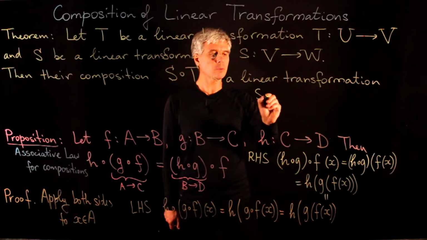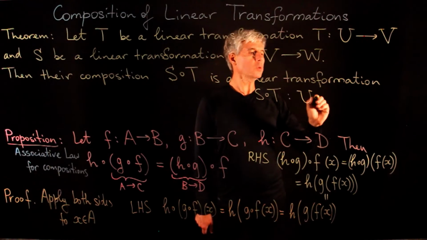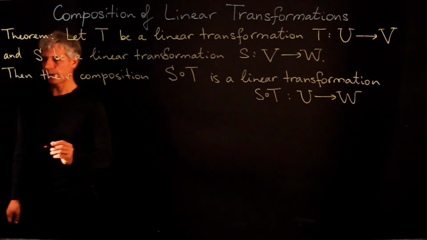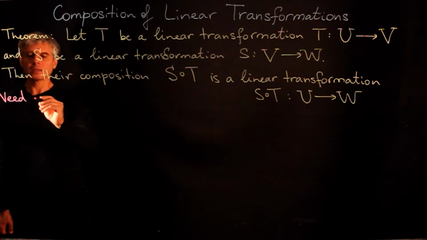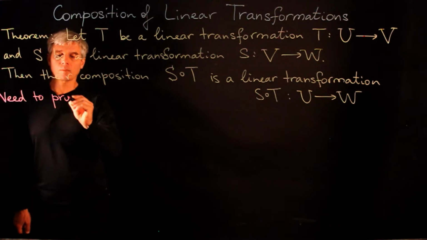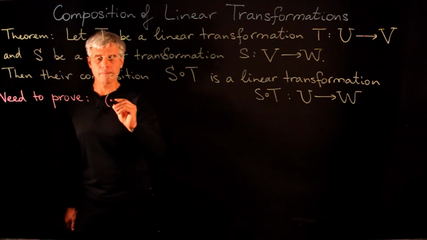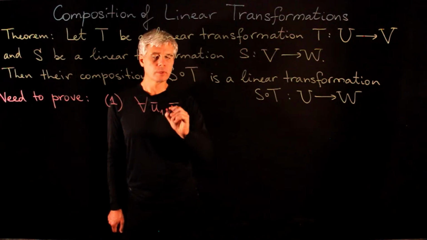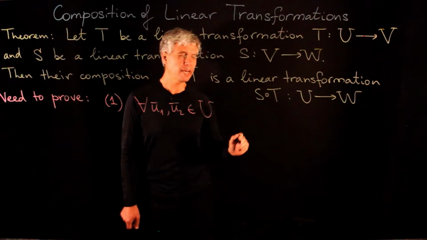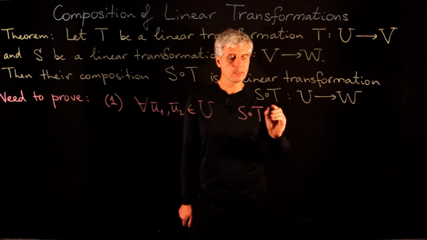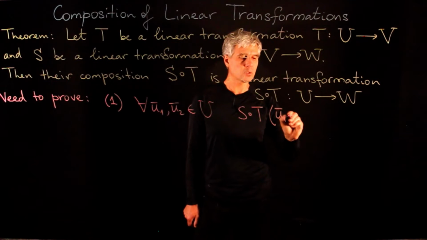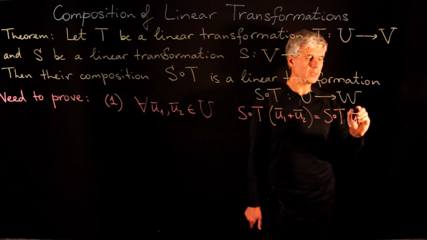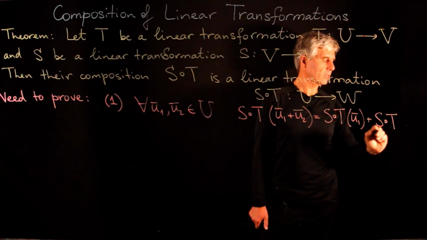And this linear transformation will act from the space U to the space W. In this theorem, we need to prove that this composition is a linear transformation. So this amounts to two things. One, that for all vectors u1 and u2 in the space U, we have S composition with T applied to u1 plus u2 is equal to S composition with T applied to u1 plus S composition with T applied to u2.